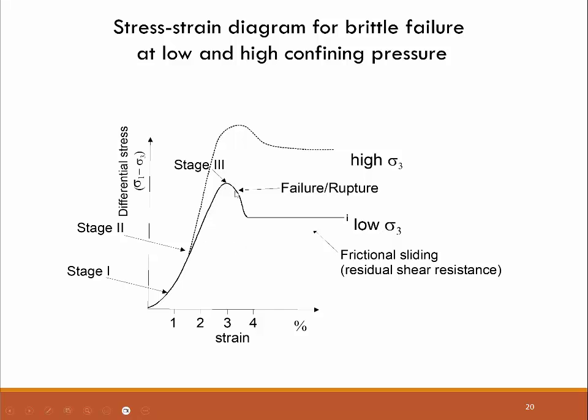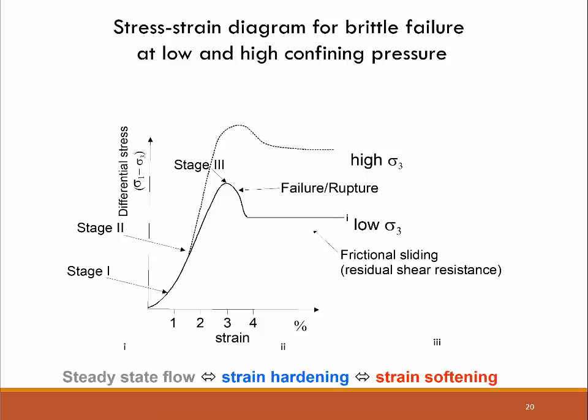So if we carry on with this experiment, we reach our rupture point, failure occurs, and we find the drop to the frictional sliding level, which is the residual shear resistance along the now created fracture. So the fracture that forms here requires higher differential stresses to form compared to the sliding that occurs along the newly formed rupture, the newly formed fracture.